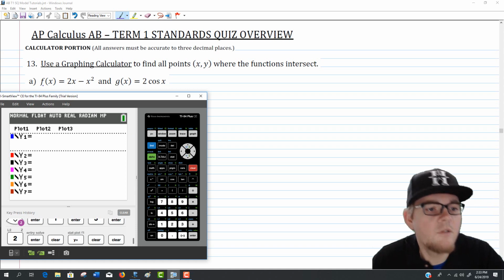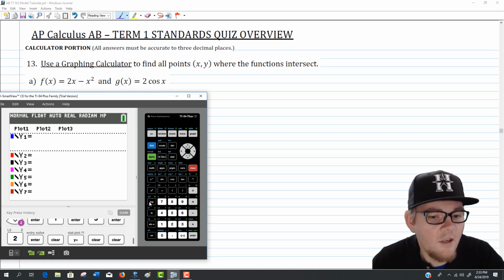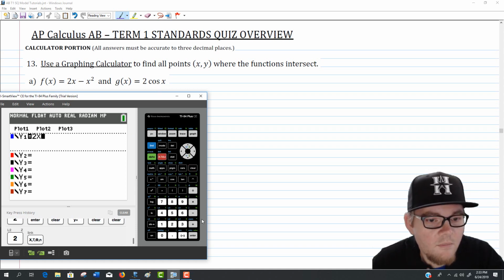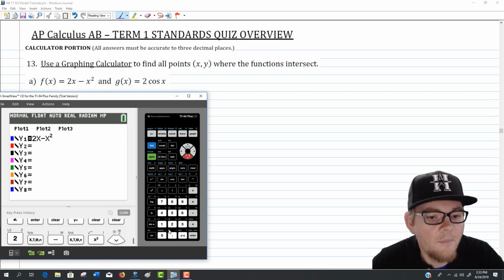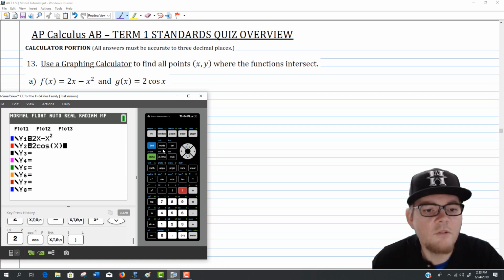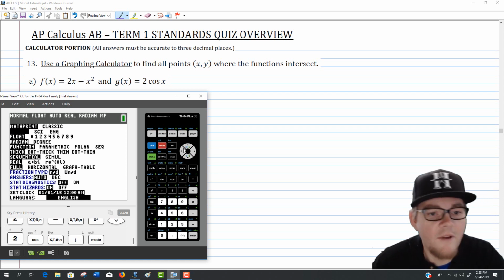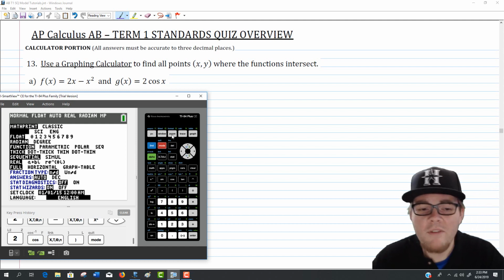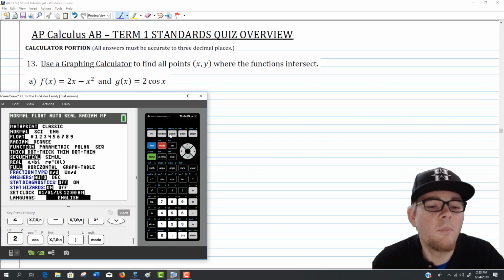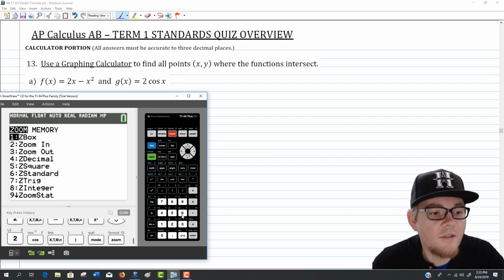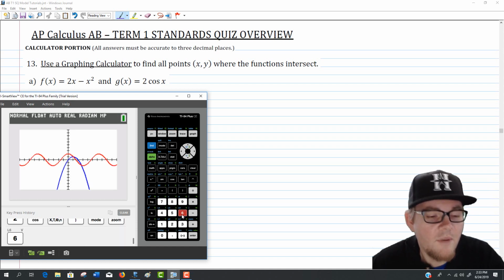So in here, the first thing we want to do is put in both f of x and g of x. So I'm going to put in 2x minus x squared. That's just a nice normal parabola, so nothing really fancy there. Then second, I want to put in 2 cosine of x. As a reminder, we should be in radian mode, which in fact we are. And then as far as graphing these things, I want to just go back to the standard zoom. For the moment, our zoom was kind of off because we were trying to fit that whole polynomial in from the last problem. So I'm going to go to zoom 6, the standard zoom, and we'll see what happens.